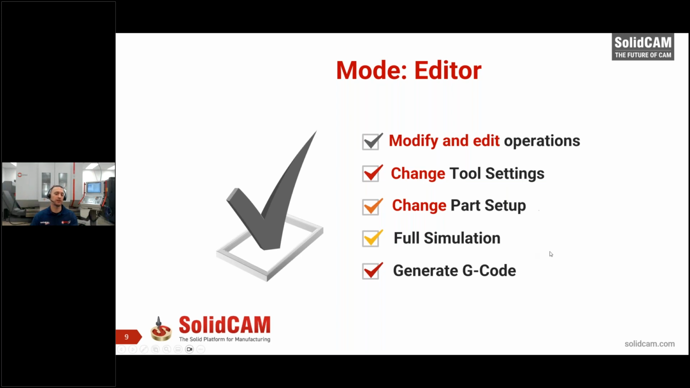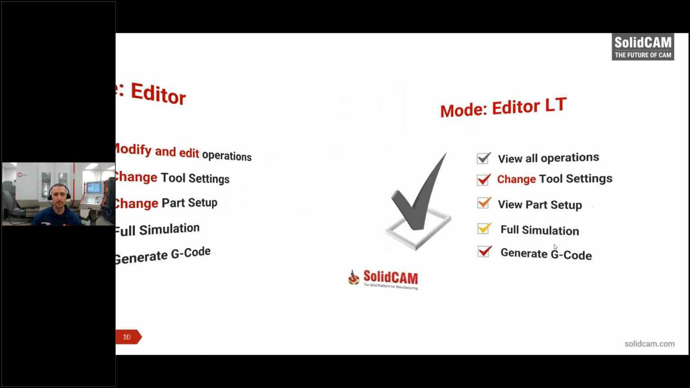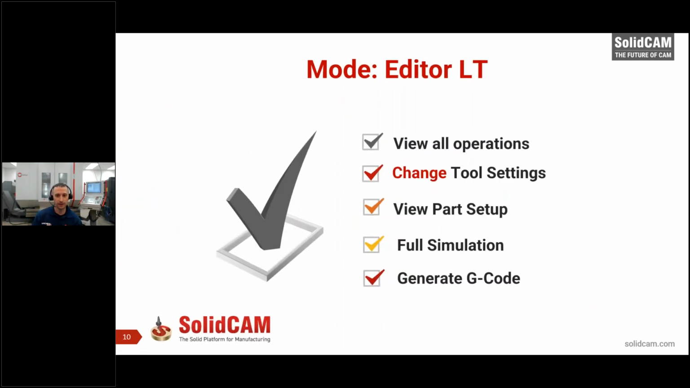You have full simulation and obviously the ability to generate G-code. What do you get in Editor Lite? So Editor Lite is, I think, probably the most beneficial one, because I think this is something that every user should have, which is you can view all the operations, you can change your tool settings, which also include your feed and speed.